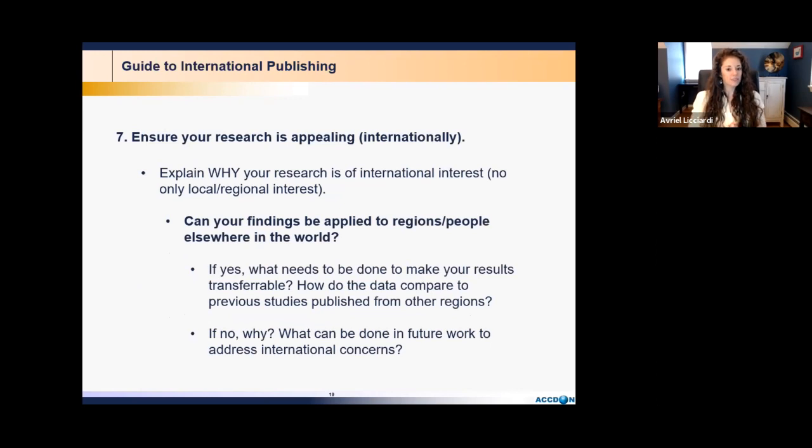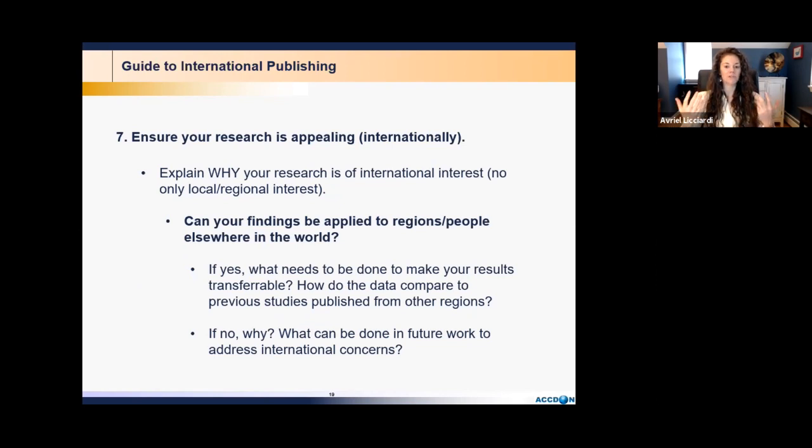Point 7 is to ensure that your research is appealing in general, but of course to an international audience if you're targeting international journals. It's critical to explain why your research or science is of international interest, specifically why it's of international interest as opposed to only local or regional interest. And this can be more difficult than it sounds.